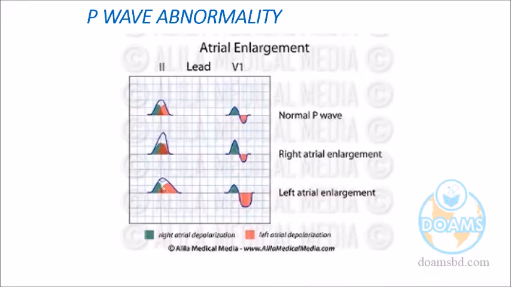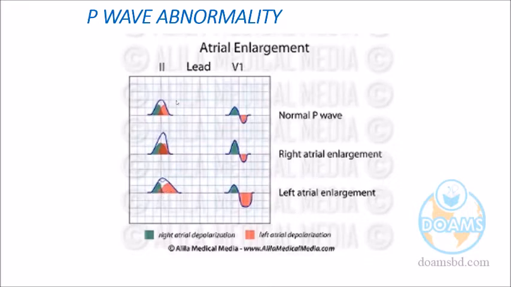Here this notching is more important, more prominent. In left atrial enlargement, it is called P mitral. You know, the mitral valve resides on the left side of the heart, so the name of the P wave is called P mitral.